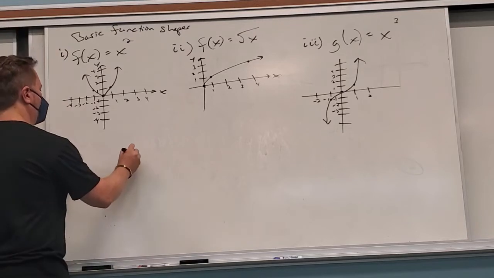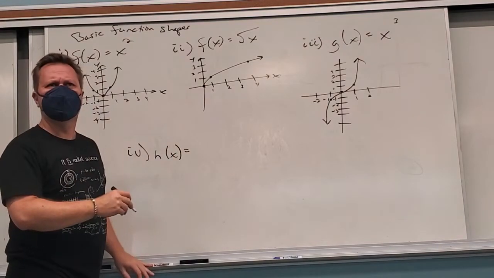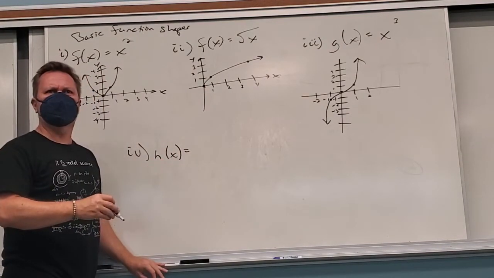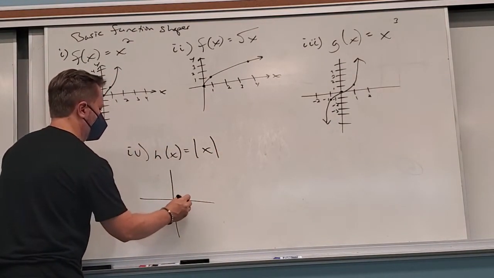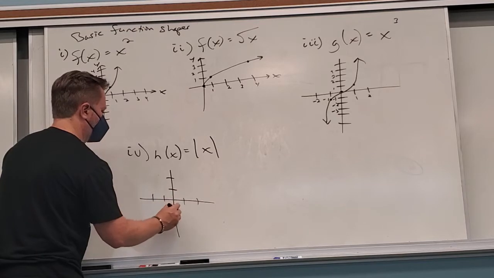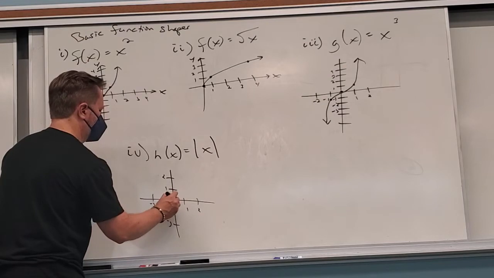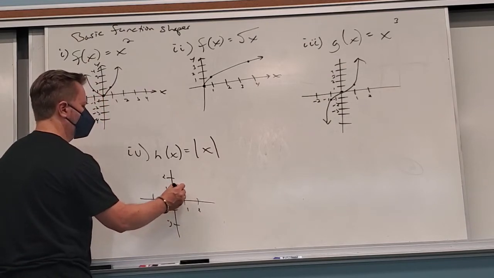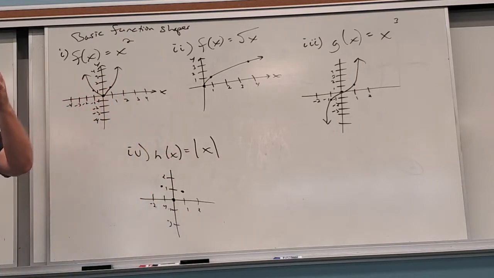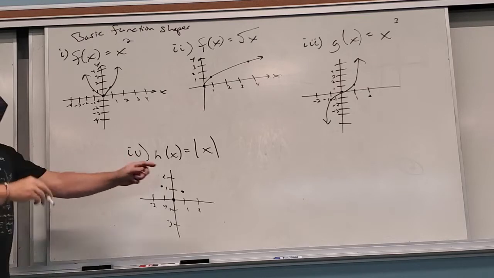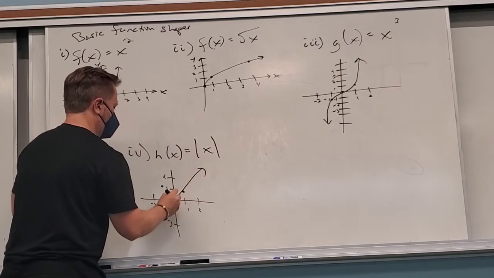What about absolute value? No, it's a V. Yeah, because what's the absolute value of 0? 0. So 0, 0. What's the absolute value of 1? 1. What's the absolute value of negative 1? 1. It looks like a parabola, it's got the same anchor points, but of course we know it's not curved because it's to a first power. So it's just straight lines.